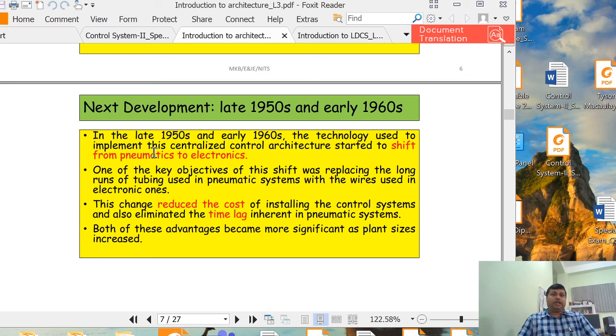So then definitely a certain time lag will be present from the sending point to the receiving point. Fine. And also there are several lines through which the pneumatic signal has to be transmitted, so it requires a lot of cost. So both of these advantages become more significant as the plant size increases.